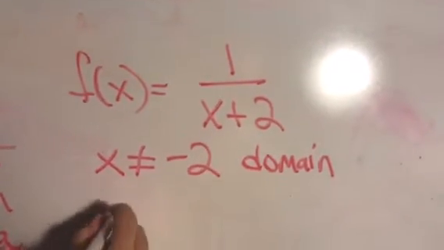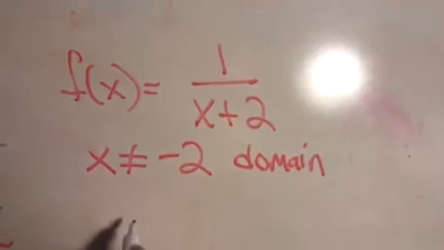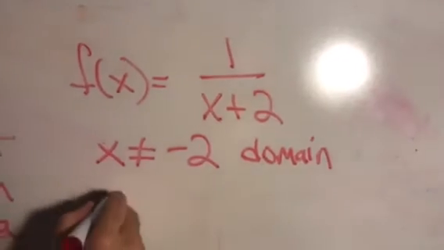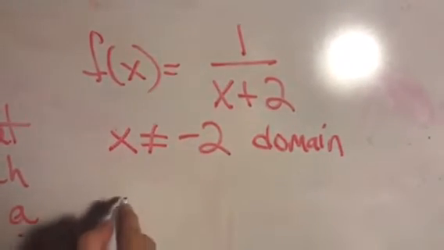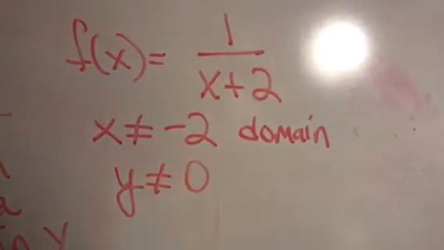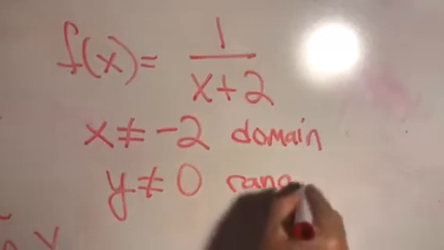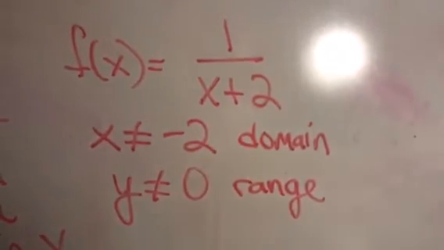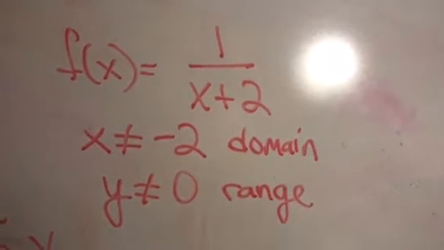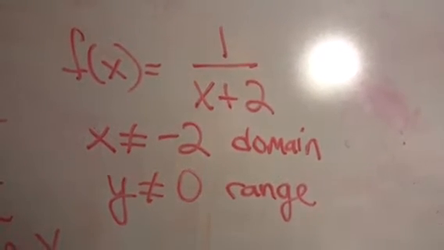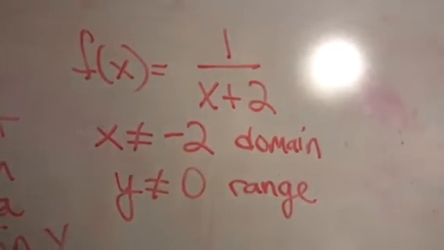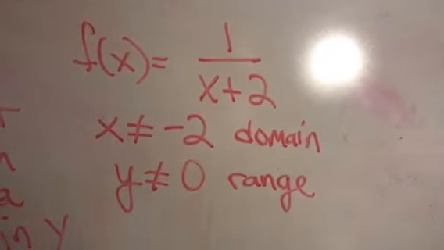The range for this function you would want to write in terms of y, because y represents the range, x represents the domain. So y, or f of x, which is another name for y, y cannot be 0, and that is the range. And there are two ways to think about that. You can look and see that this function has a numerator of 1, so you know that there's no way the fraction can be 0. Or you can graph it and determine that the range cannot be 0 by looking at the graph.